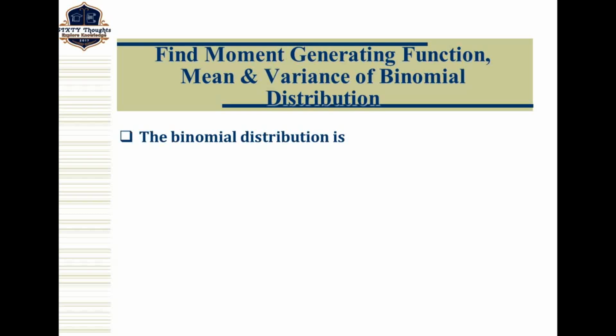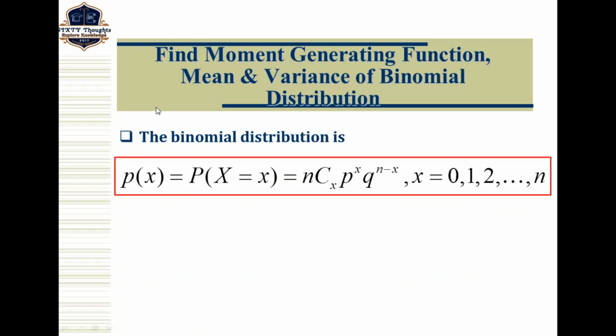The binomial distribution of a discrete random variable capital X is P of X, that is the probability of capital X equal to small x, which is nCx p^x q^(n-x), where x varies over 0, 1, 2, etc. up to n. This is nothing but the set of all non-negative integers.